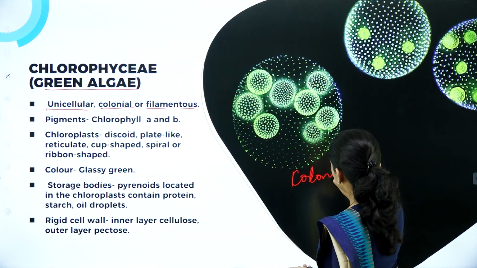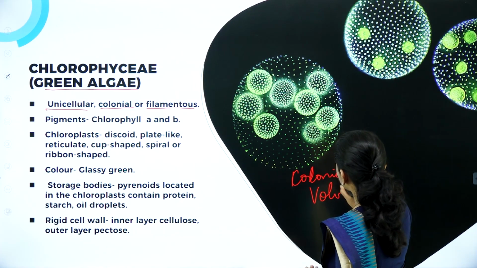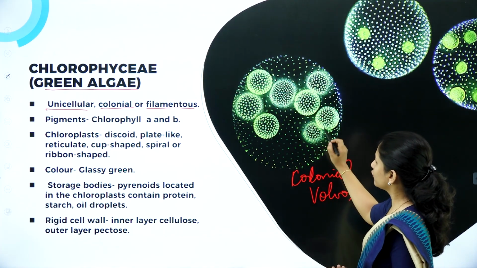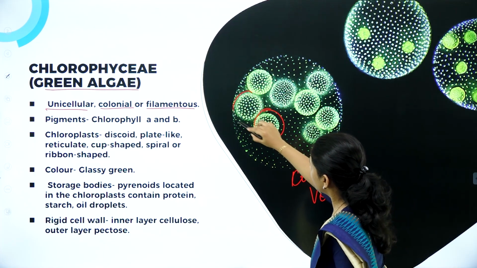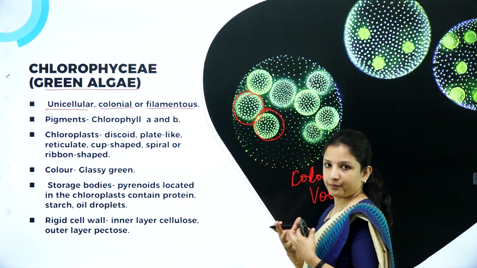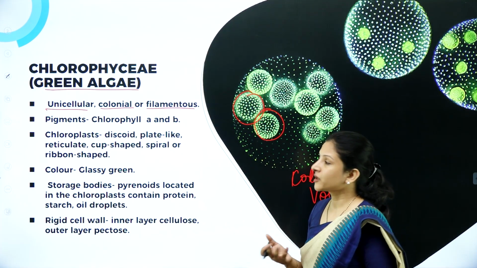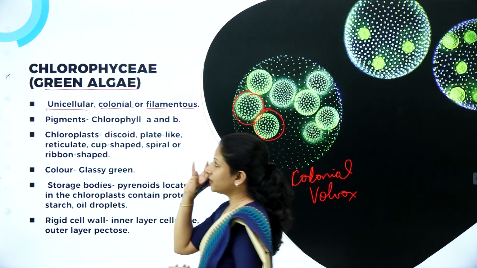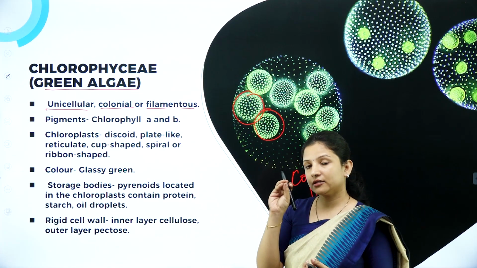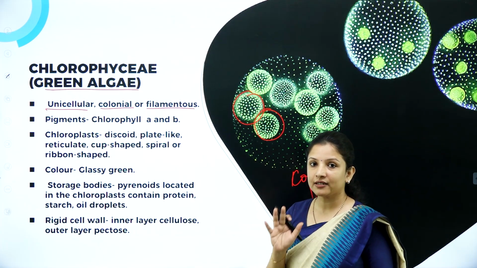Colonial. So colonial means, the best example is Volvox, wherein you can see they form colonies or groups. This is one group, this is one group, and the group is covered by a gelatinous sheath. Therefore, they can be in the form of colonies or they can be filamentous like Spirogyra. They can be filamentous, and these Chlorophyceae members, the name itself says they have chlorophyll pigment in them, right? That is why they are green in color.